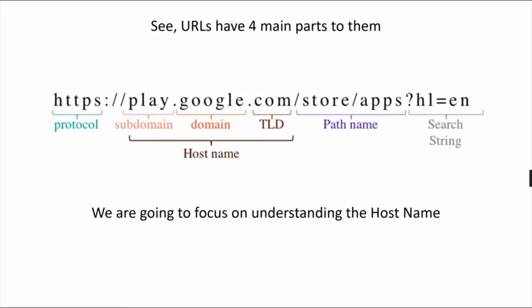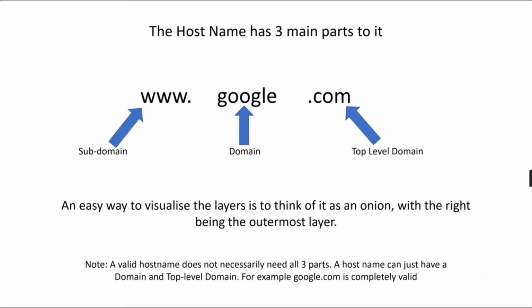Now the path name and search string might not be there in every URL that you see. In fact, you can even have URLs without subdomains. But for the purpose of this video, we're going to focus just on the host name. See, the host name has 3 main parts to it: the subdomain, the domain, and the top level domain.